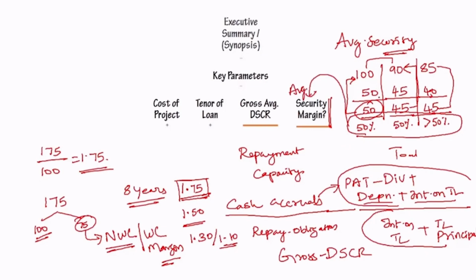So these are all the key parameters, and by looking at this, the sanctioning authority will be able to get an overall picture of the key issues or key parameters of this project.